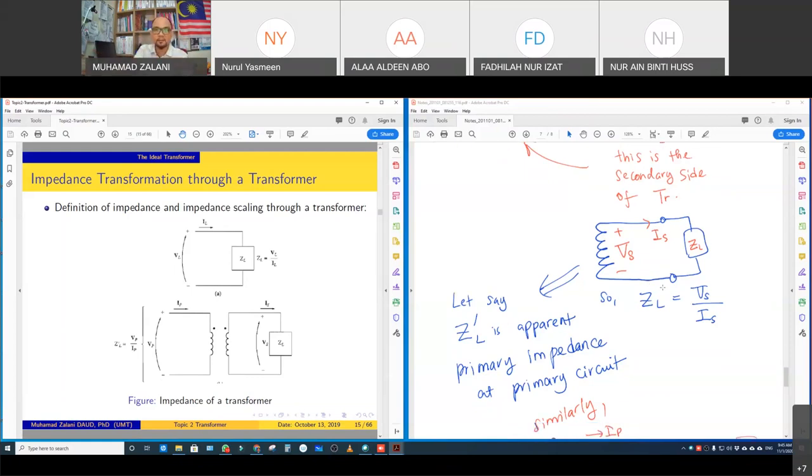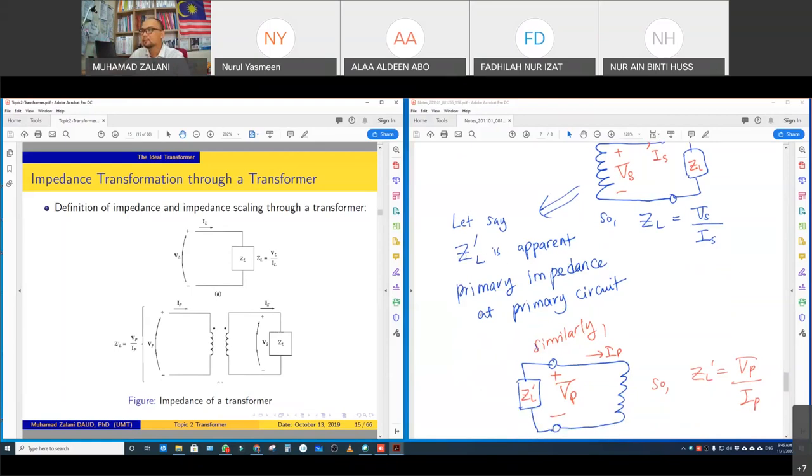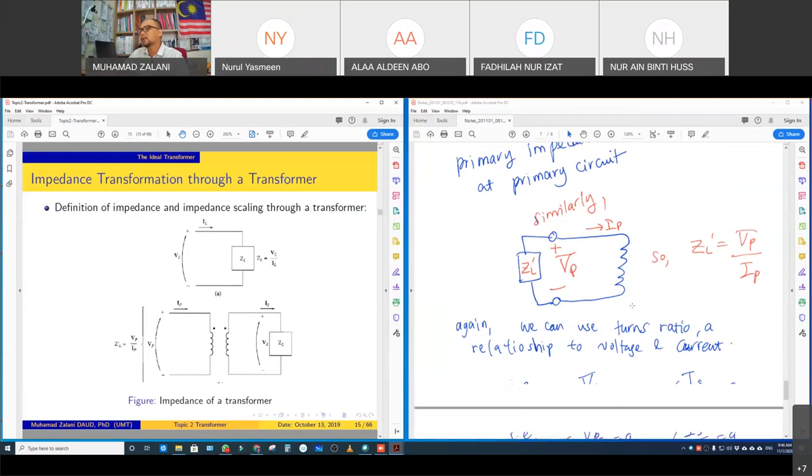How about impedance at the primary part? Meaning that we want to do the scaling, okay? The impedance scaling in this case. Let's say we name the impedance at the primary part as ZL prime, yeah? We name it as ZL prime, which is apparent impedance, apparent primary impedance at primary circuit. So similarly, we can draw the schematic for ZL prime. It will be like this, which is ZL prime is across the VP, voltage at the primary, and also the current that is flowing through this winding, which is IP. So we can write this ZL prime equation as VP divided by IP.